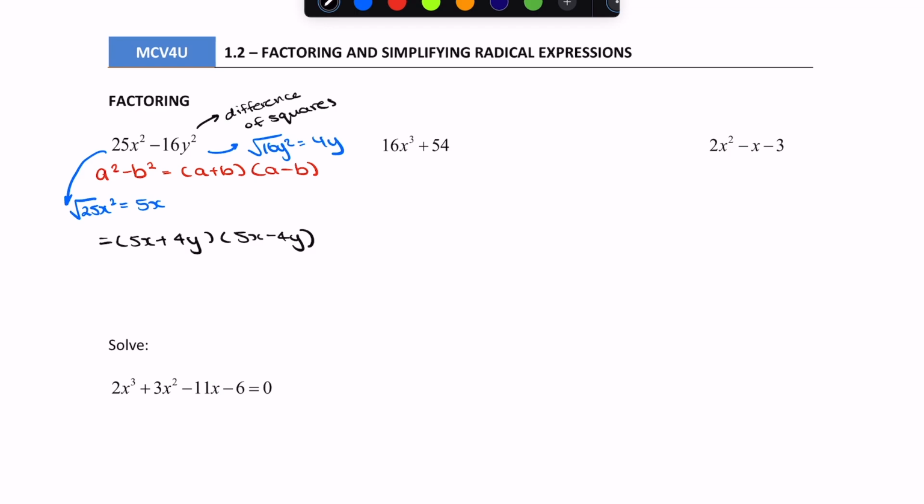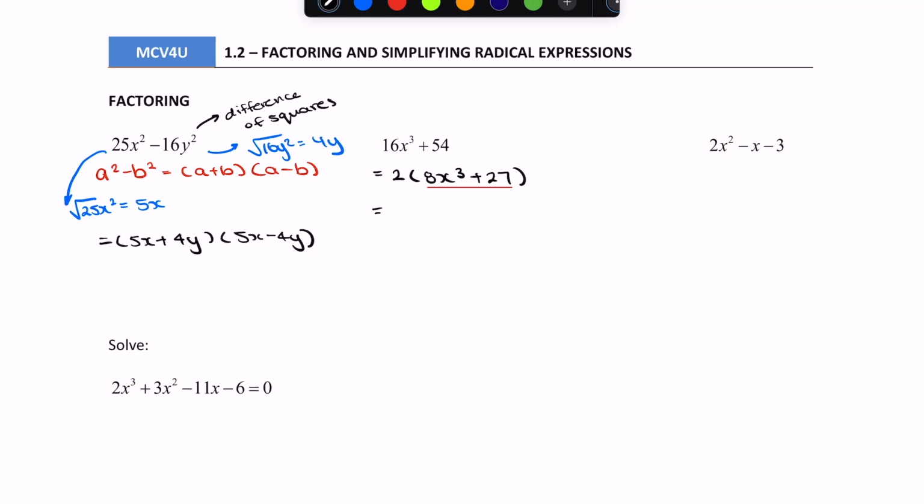The second question is 16x cubed plus 54. The first thing you want to do is see again if there's a common factor that you can factor out. In this situation, 2 is the common factor, then you'd be left with 8x cubed plus 27. And now we can recognize that 8x cubed plus 27 is a sum of cubes.